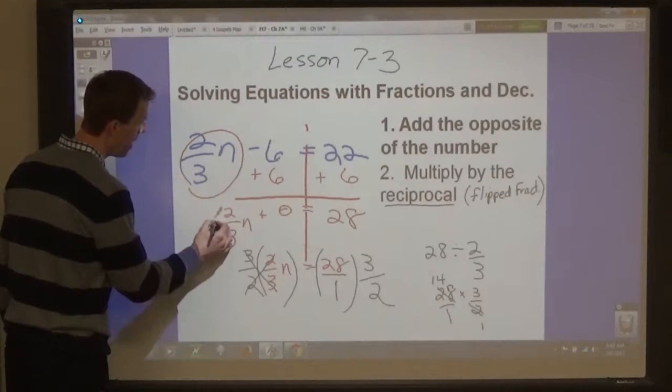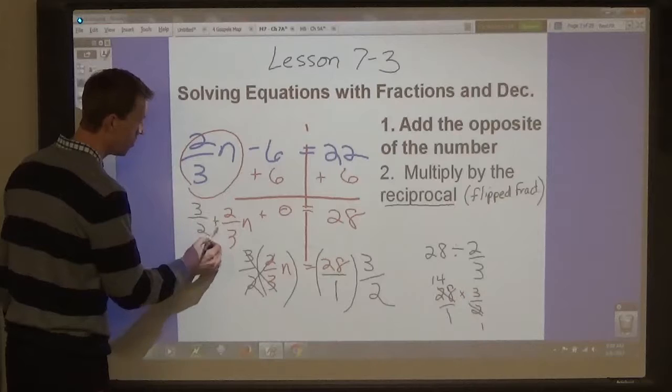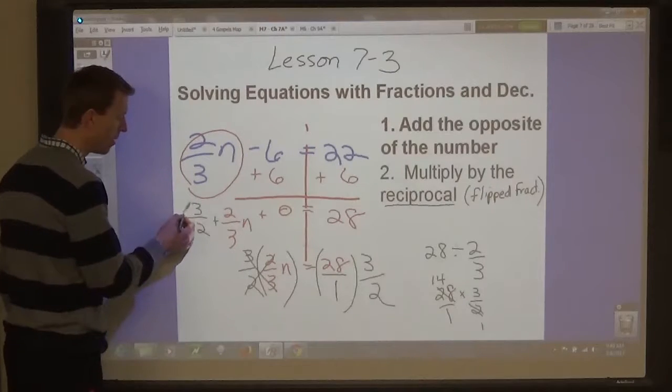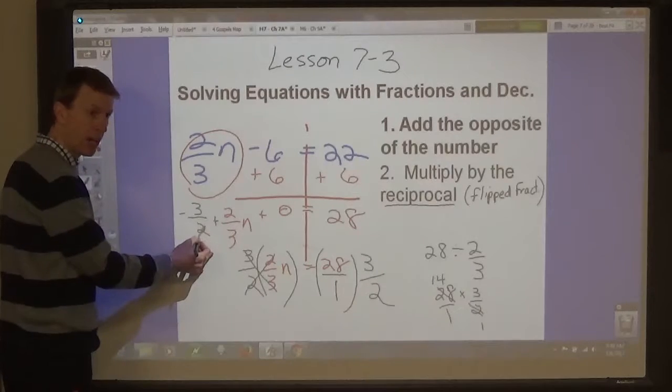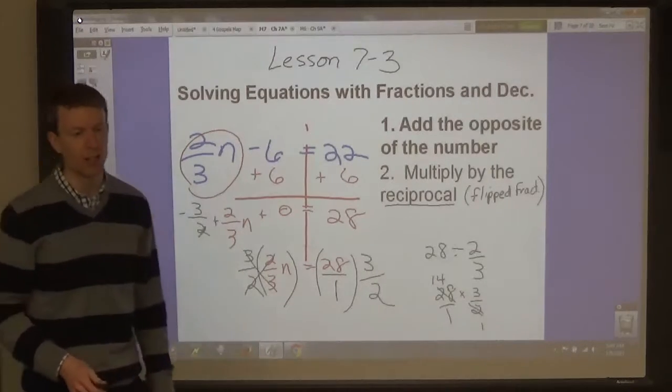If you added 3 over 2, or negative 3 over 2, you'd have to change, because whenever you're adding fractions, you use a common denominator, not its reciprocal.